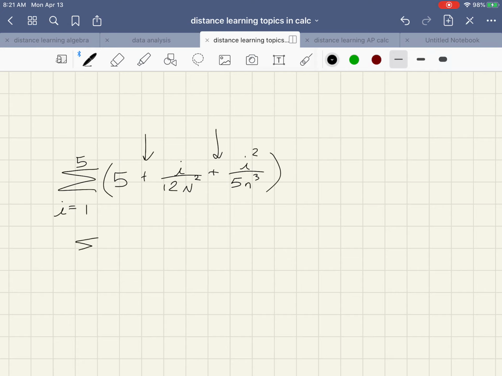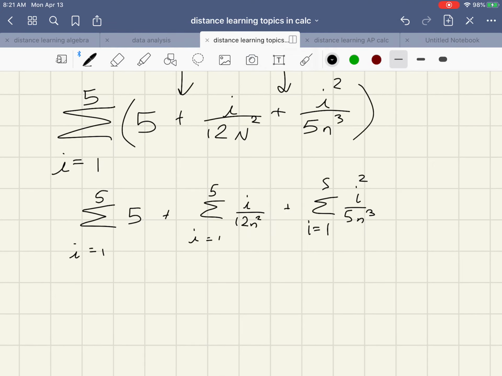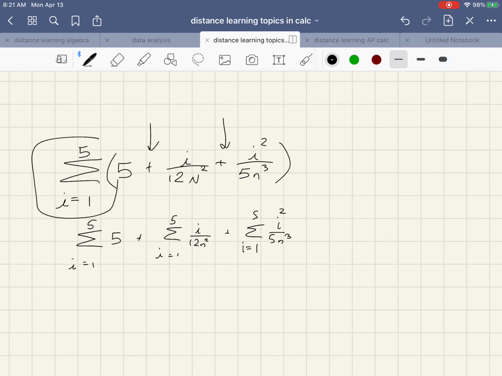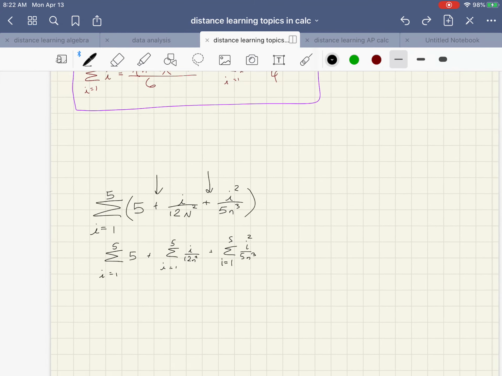Because we have some additions here, we're going to break those apart into three separate sigmas. Notice that all of this stuff is going to stay the same. And then i over 12n squared, plus sigma, it's a little tedious, i squared over 5n to the third. Basically, it's not truly distribution, but each component gets its own sigma.